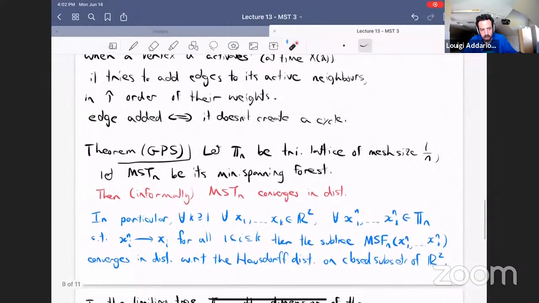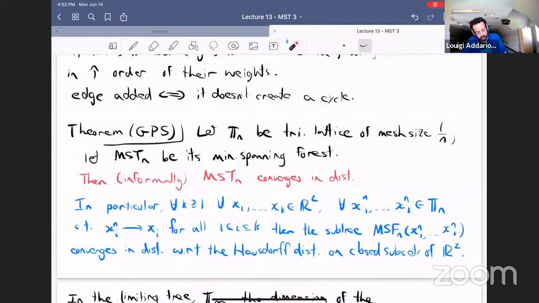So I guess this is the most detailed explicit statement I made about what they prove: if you take a sequence of lattice points converging to points in R2 and look at the random curves in the minimum spanning forest between those points, that gives you some random closed subset of R2. And if you like, you can couple those. So the convergence in distribution in the Hausdorff sense is equivalent to saying you can couple those trees as n changes so that those curves converge almost surely to some limiting curves in the Hausdorff sense.